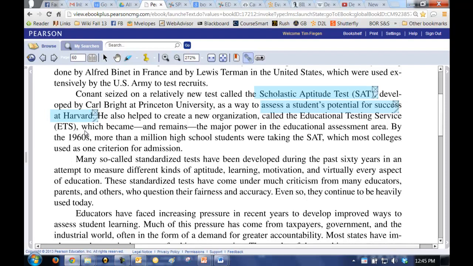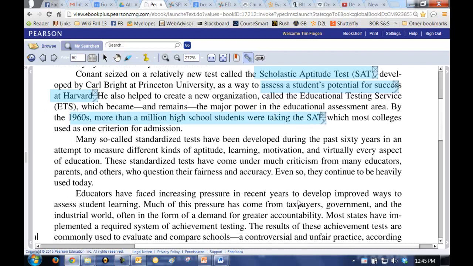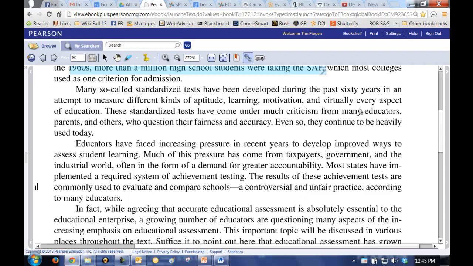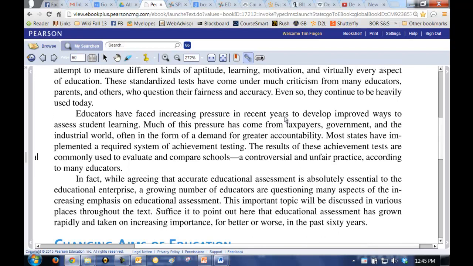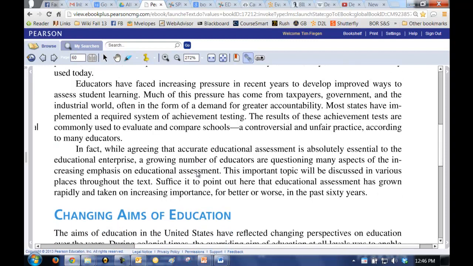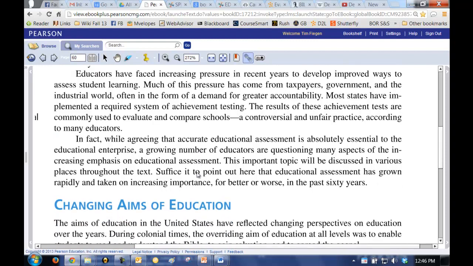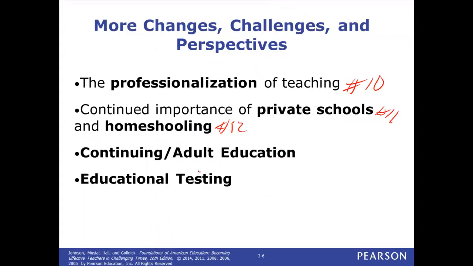The ETS now is a national service, a major power of the education testing movement. By 1960, more than 1 million students were taking the SAT. Developed over the past 60 years, testing has faced increasing pressure in recent years to develop improved ways to assess learning. Okay. So you make a comment here. I did here's 13. Here's number 14.